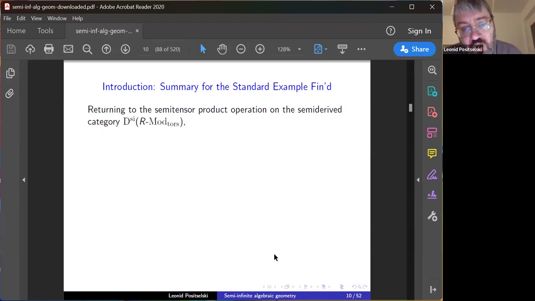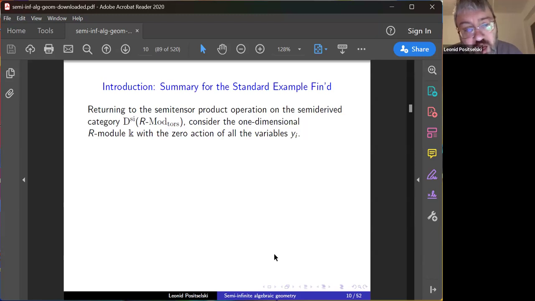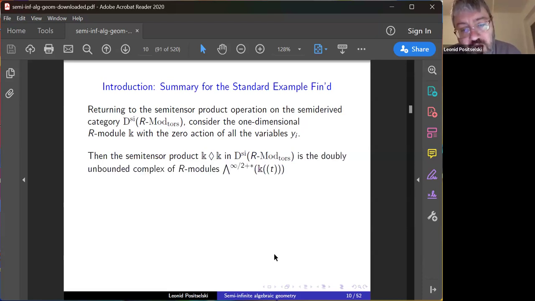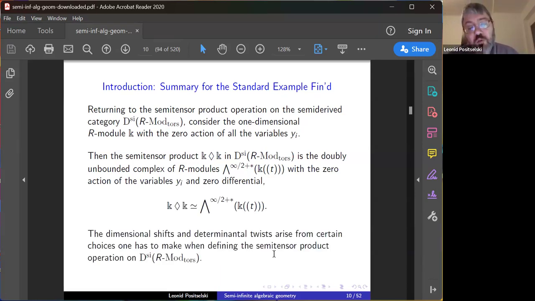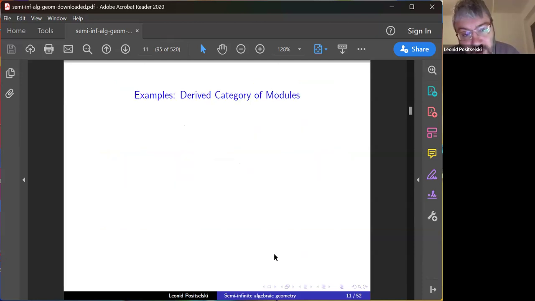Returning to the semi-tensor product operation on the semi-derived category, consider the one-dimensional module K with the zero action of the variables. Then the semi-tensor product K diamond K in D^{si} of R-mod-tors is the doubly unbounded complex of R-modules Lambda^{infinity over 2 plus star}(K((t))), with the zero action of the variables and zero differential. The dimensional shifts and the terminal twist, which I mentioned, arise from certain choices one has to make when defining the semi-tensor product operation on the semi-derived category of torsion modules.